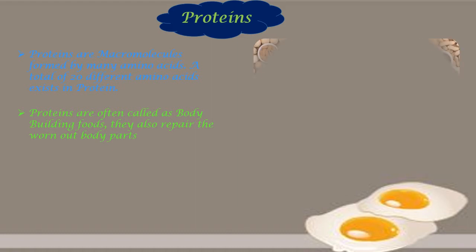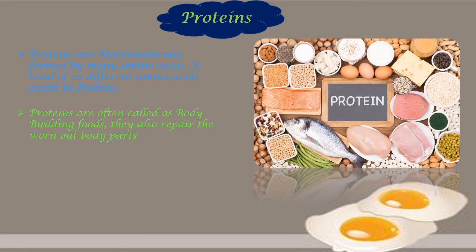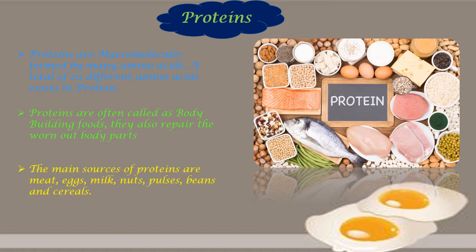Here you can look around this picture. What are the protein rich foods? The main sources of proteins are meat, eggs, milk, nuts, pulses, beans, and cereals. So see, fish is kept here, meat is kept here, and most of the nuts, milk, all these. And you might wonder, how come milk comes under fat as well as protein?